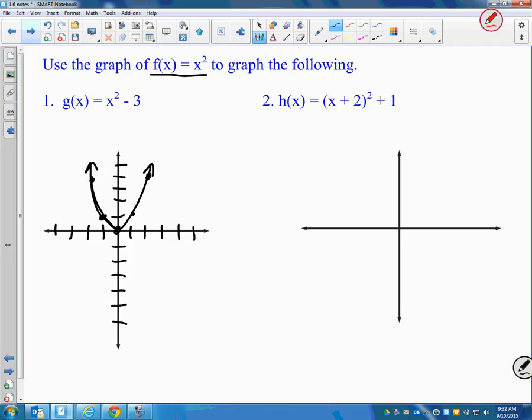Transformations to graph is that you know those parent graphs. So you know what that looks like.